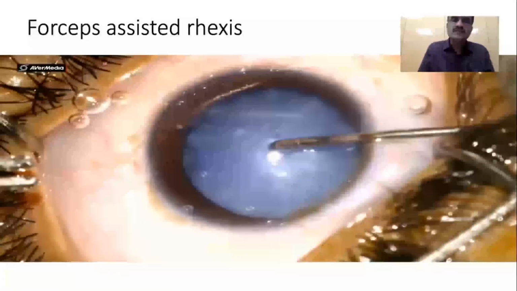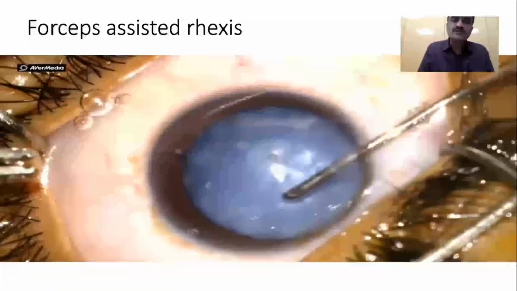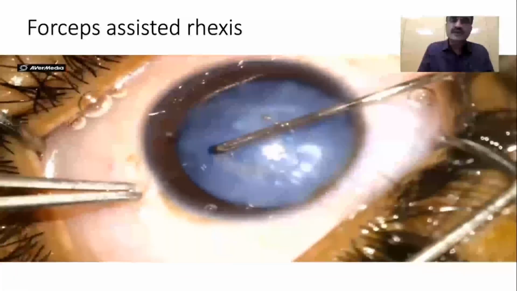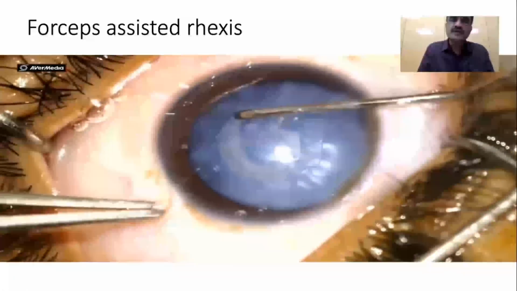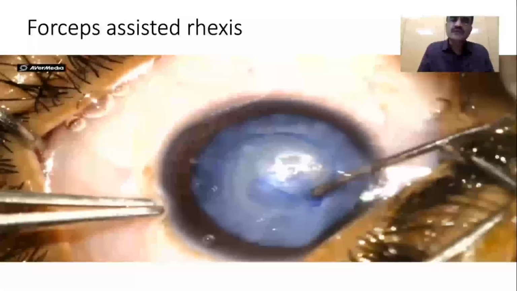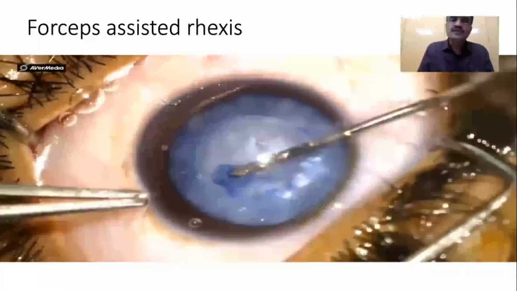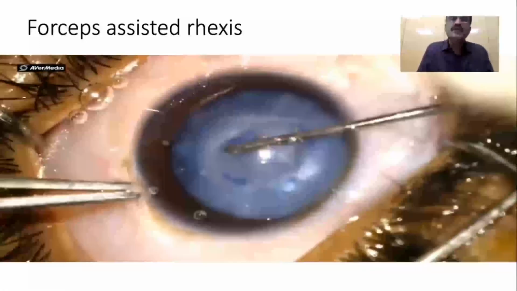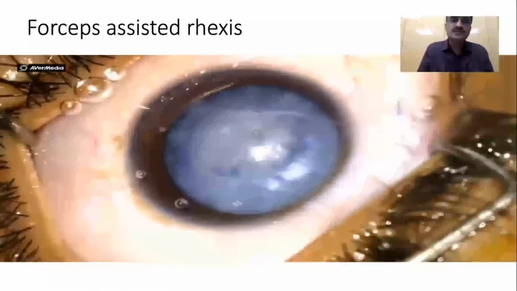Ideally, it is better to use a capsule forceps, a micro forceps, whenever you try to do a Rhexis in a hypermature cataract or an intumescent cataract. Here you see the Rhexis micro forceps being used to make a very good Rhexis, and in this case, a cohesive viscoelastic substance was used.